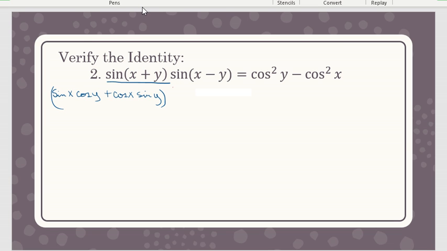big parentheses. Now I've got to do this piece. This is a times right there. So this is going to give you sine x cosine y minus cosine x sine y. And then when I multiply them together, we'll just make it purple with the red and the blue, right?